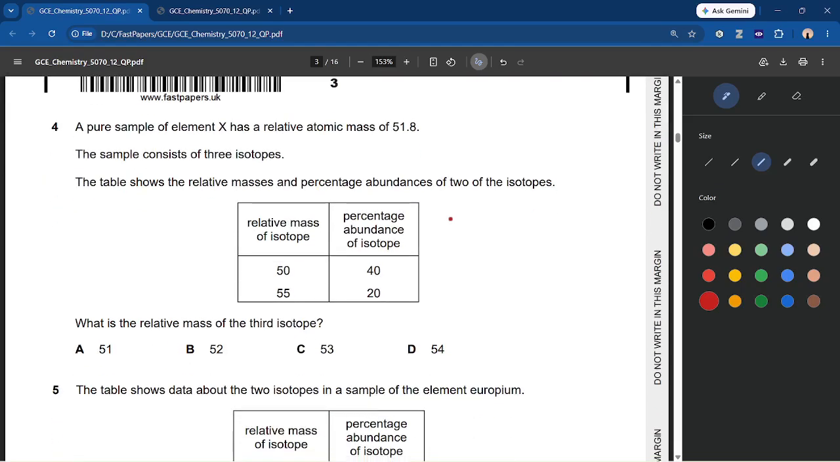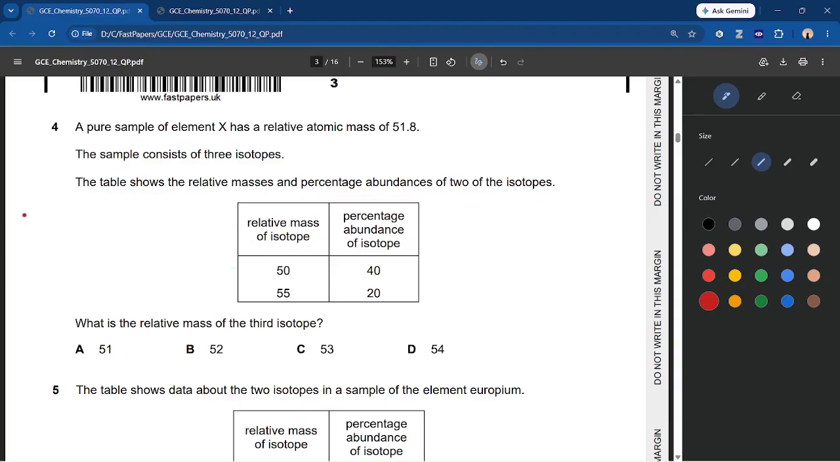A pure sample of element X has a relative atomic mass of 51.8. The sample consists of 3 isotopes. The table shows the relative masses and percentage abundances of 2 of the isotopes. What is the relative mass of the 3rd isotope?